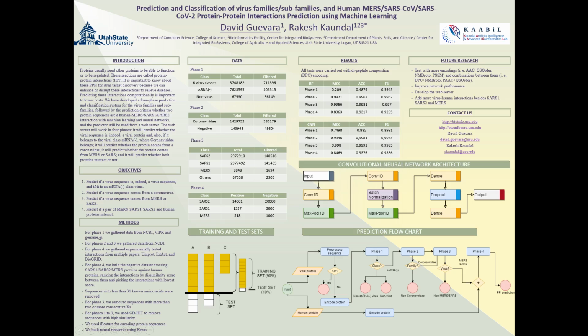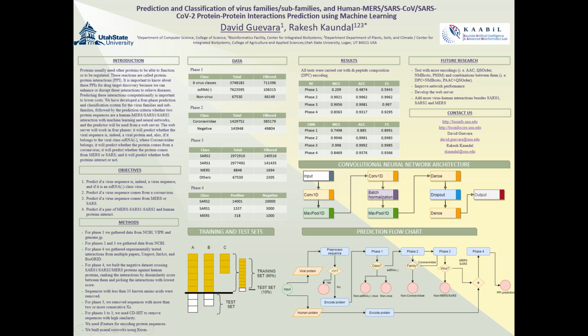For phase 4, we had to create a negative dataset. The most usual way to create datasets is randomly pairing proteins that have not been experimentally proven, and then filtered by their subcellular locations. For our experiments, we found another way of creating the dataset, which was crossing all virus proteins against human proteins, rank them by the similarity score, and picking the interactions with lowest score.